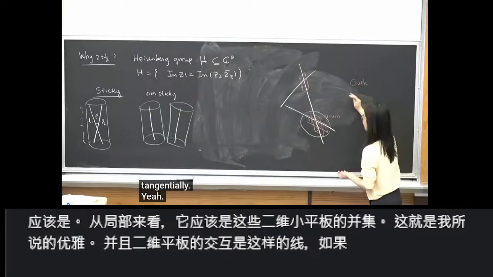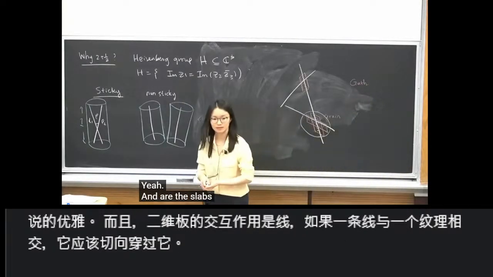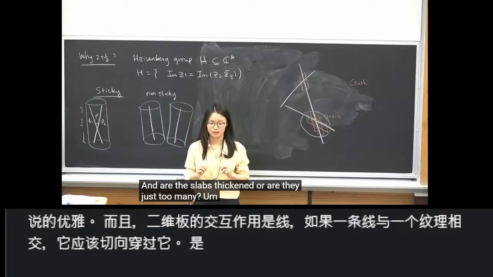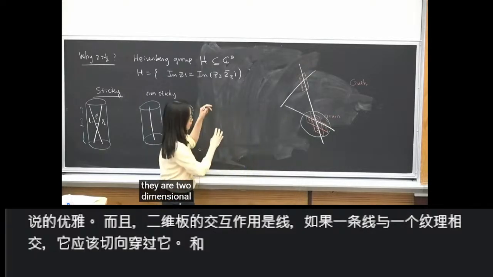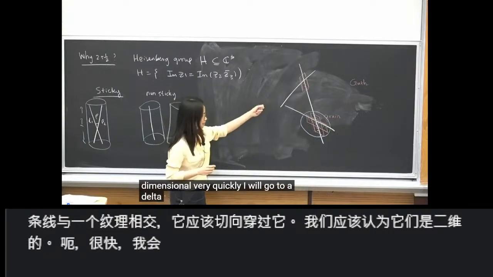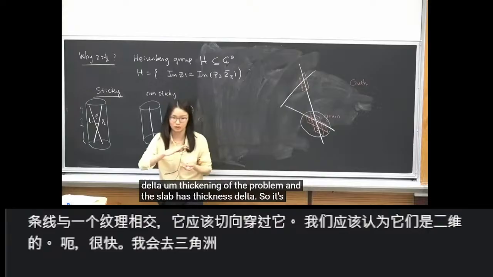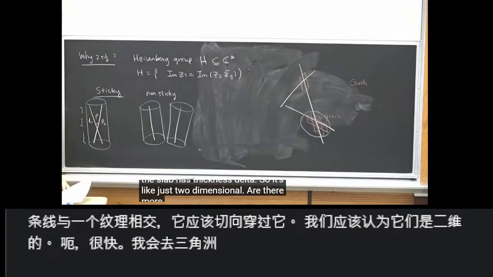Done. And are the slabs thickened, or are they just two-dimensional? We should think of them as two-dimensional. Very quickly, I will go to a delta thickening of the problem, and the slab has thickness delta, so it's like just two-dimensional. Are there more questions?